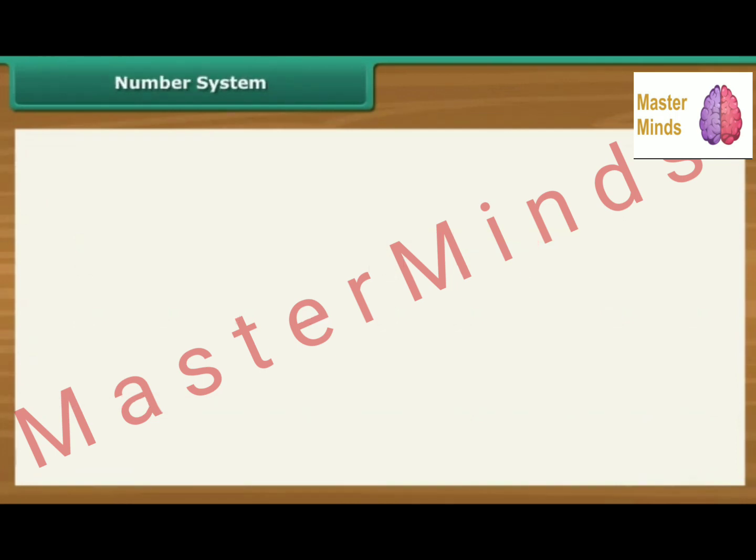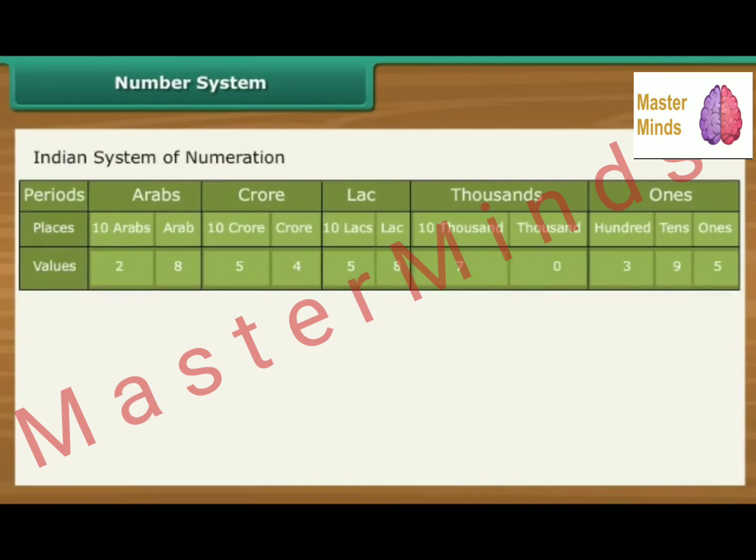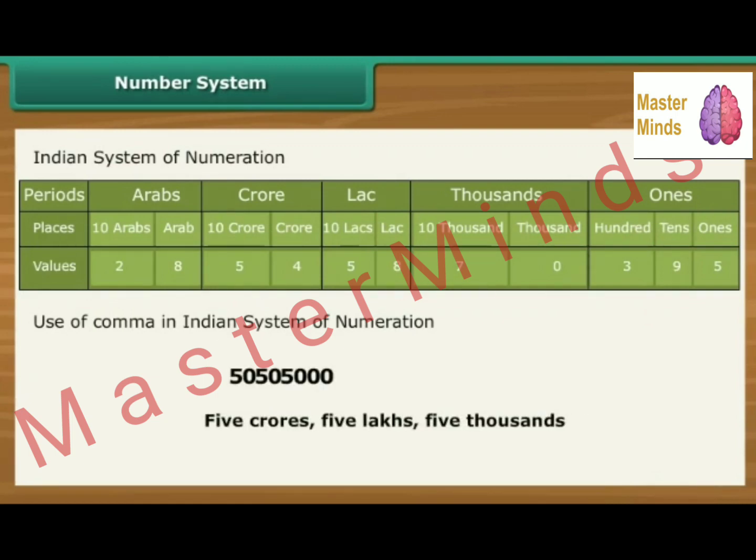Number system. In our Indian system of numeration, we use ones, tens, hundreds, thousands, and then lakhs and crores. Comma is used to mark thousands, lakhs, and crores. The first comma comes after hundreds place, 3 digits from the right, and marks thousands. The second comma comes 2 digits later, 5 digits from the right. It comes after 10,000s place and marks lakh. The third comma comes after another 2 digits, 7 digits from the right. It comes after 10 lakh.